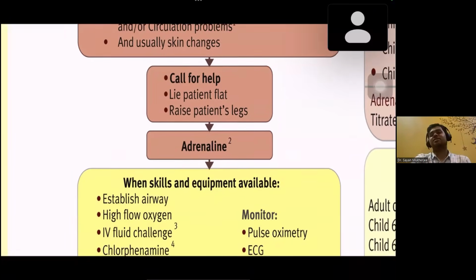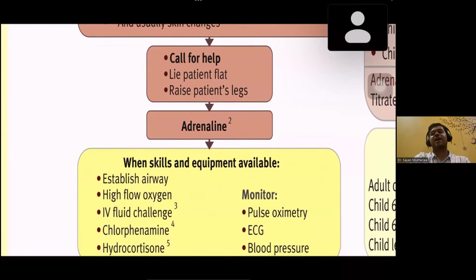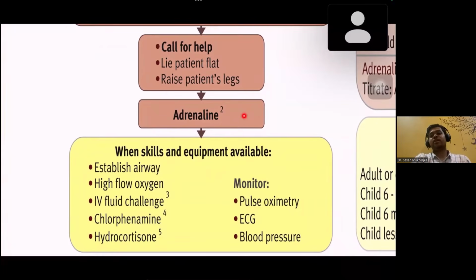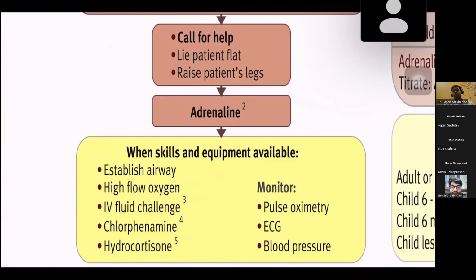Raise the patient's legs. This is just because it brings the blood back from the lower limbs. It acts as a fluid bolus, basically, as I told you, passive leg raising in the first slide. Then adrenaline. This number one is adrenaline, oxygen, IV fluids, chlorpheniramine maleate, hydrocort. Just remember adrenaline, hydrocortisone, chlorpheniramine, and fluids. And of course, oxygen, 5 things.